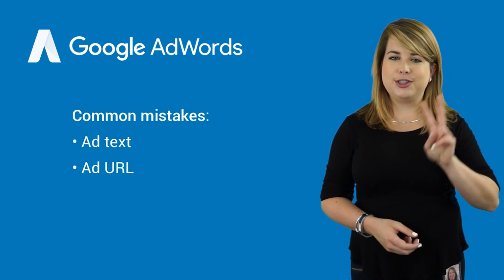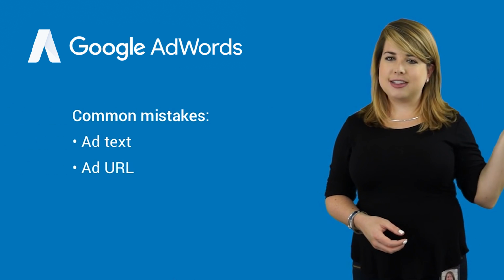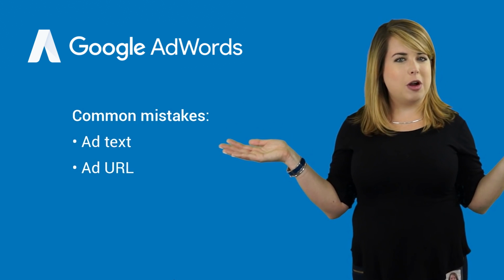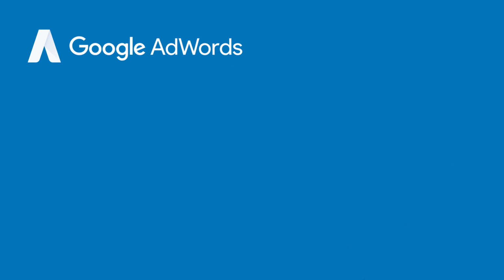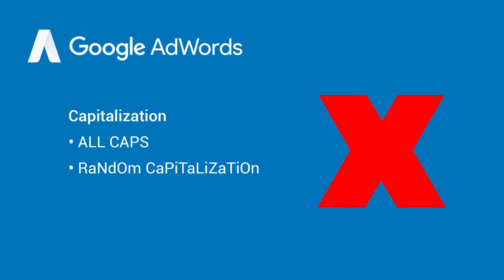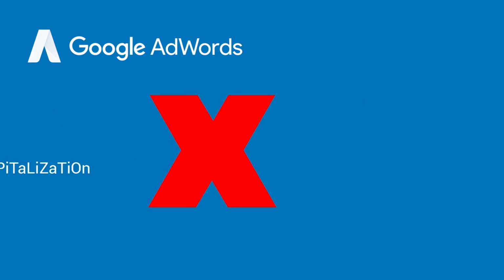Most mistakes fall into two categories: mistakes with your ad's text or mistakes with your ad's URL. Let's start with your ad's text. First, make sure not to use excessive or gimmicky capitalization. For example, don't use all caps in your ad text or capitalize letters within a word. We want your ads to stand out for the right reasons, like your great products or deals, not because your ad looks unprofessional or gimmicky.